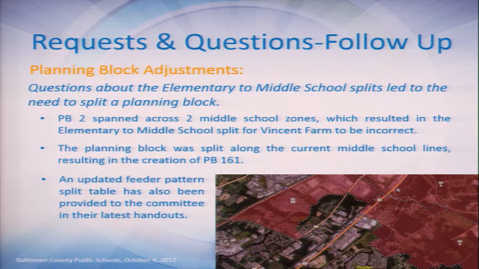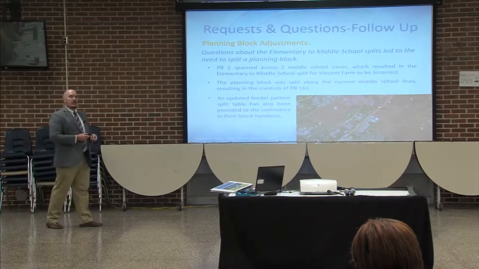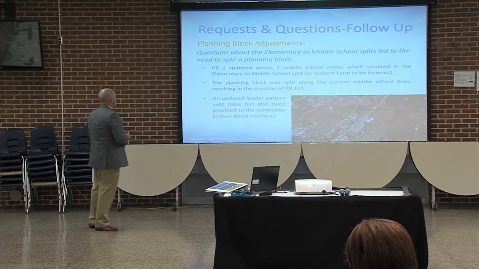So it was a planning block that I'm showing on the screen here in the southern part of Vincent Farm that used to be a really large planning block that looked almost like a U-shape. We just split it down the line, which is the middle school line, so that we could accurately give you a depiction of the middle school splits. And the new planning block is called Planning Block 161, which you'll see on the new 4-6 option maps.